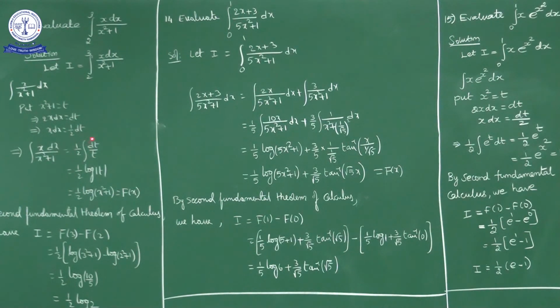So half the integral of 1 by t dt. So 1 by 2 into the integral of 1 by t dt is what? Log mod t. The integral of 1 by t dt is log mod t. So here, half log mod t. But what is t? t is x square plus 1. So this value is half log of x square plus 1.